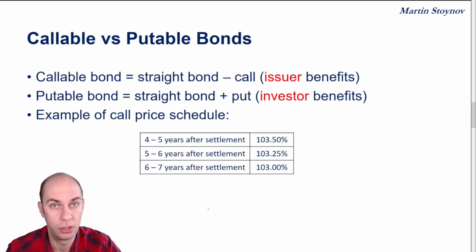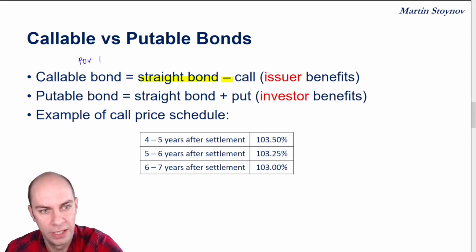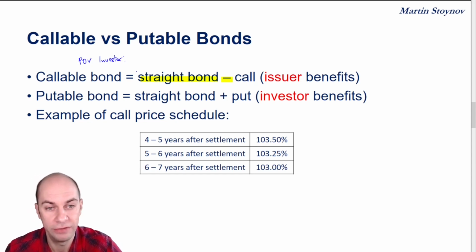Next, we talk about callables and putables. So what is a callable bond? A callable bond, you can think of it anyway as having a straight bond component. So that is the option-free component of the bond. And then here minus means short. So effectively we have a short position in a call. That, by the way, is from the point of view of the investor. Okay, so this is looking at it from the point of view of the investor. The investor is long a straight bond and short a call option.